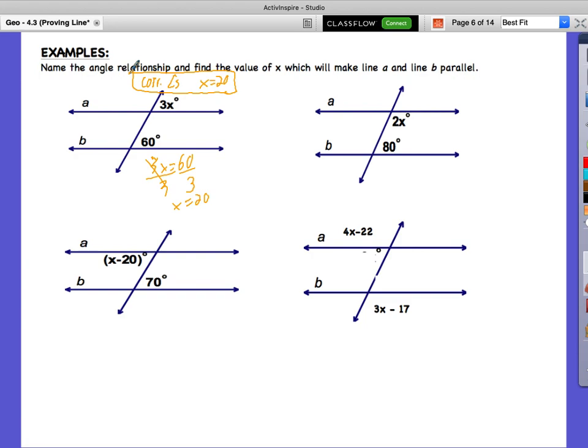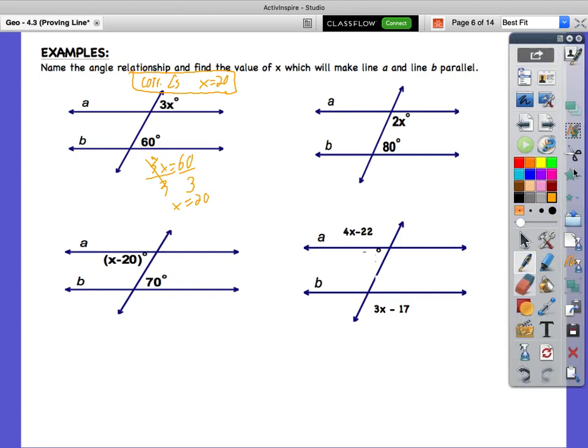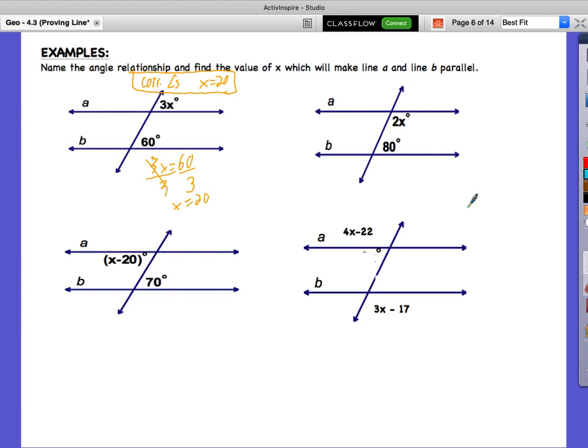So we're basically doing the same thing. It's the opposite, the flip side of it. It's not a proof, because we're going backwards. We don't know these lines are parallel now. So let's say, what would make them parallel?